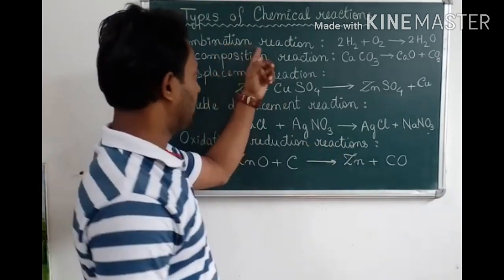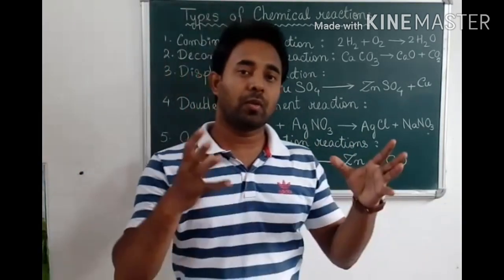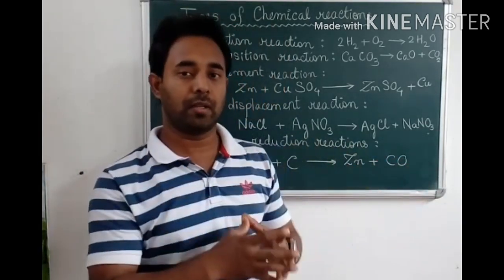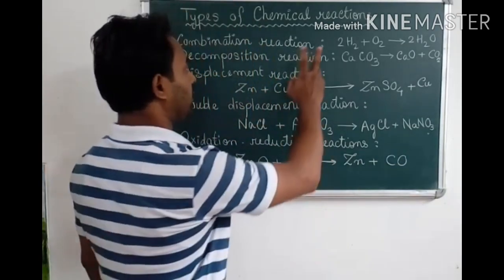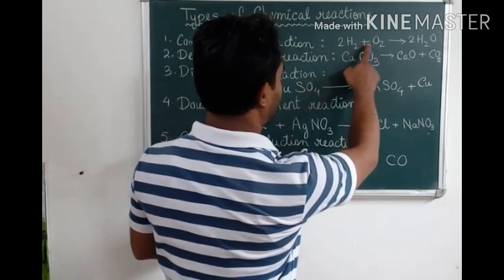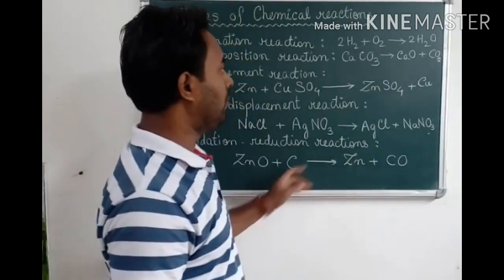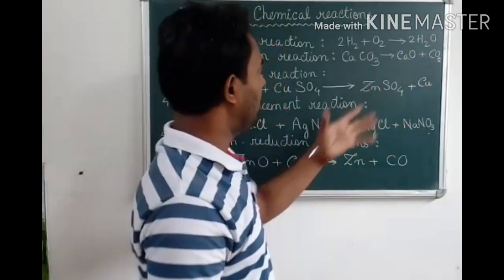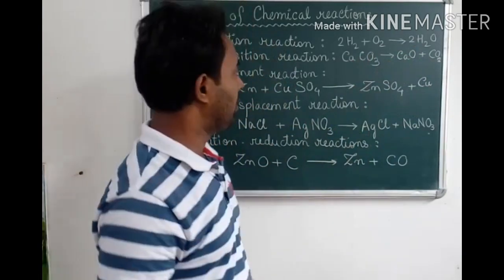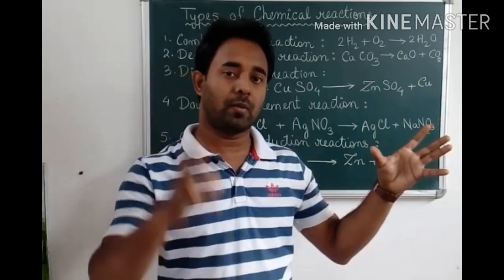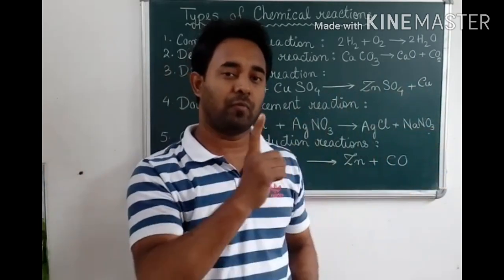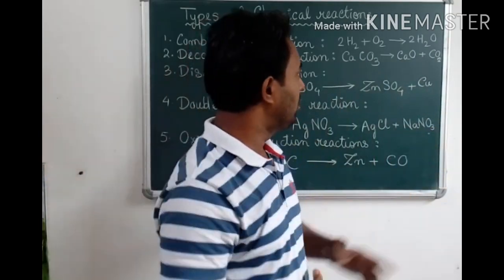So, combination reaction. A reaction in which two or more different reactants combine together to form a single product is known as a combination reaction. In this example, you can see hydrogen and oxygen combine together to form water. So, this is a combination reaction in which two molecules, that means hydrogen and oxygen, combine together to form one single product, water.